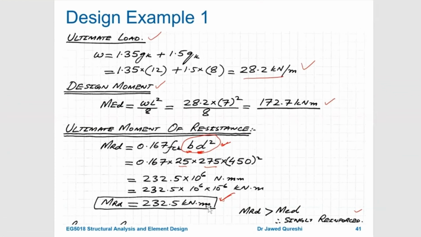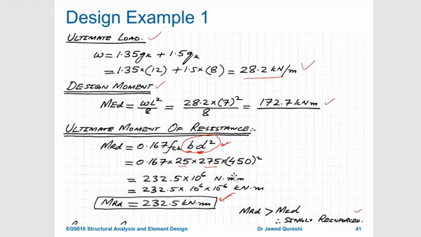And because MRD, the moment of resistance of a singly reinforced concrete section, is greater than the applied moment, that means we can design this beam as a singly reinforced concrete beam. Now the key thing here is that FCK is 25 Newton per millimeter square, so B has to be in millimeters and D has to be in millimeters. The resulting unit is Newton millimeter, so this is always going to be a really very large value. Ensure that you convert this.